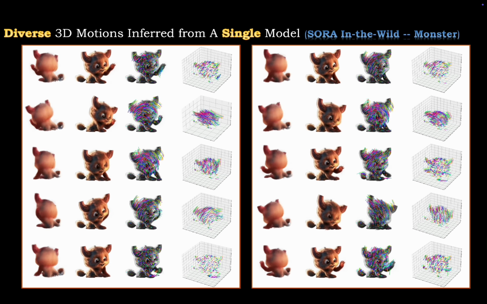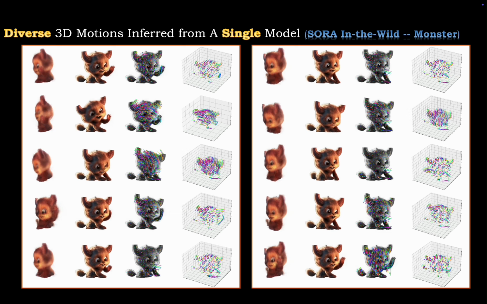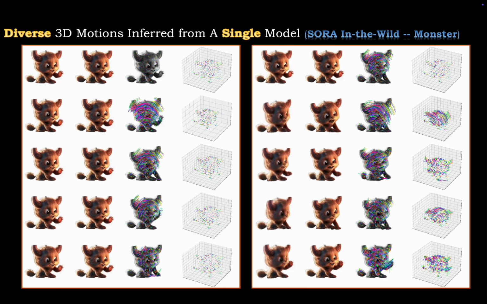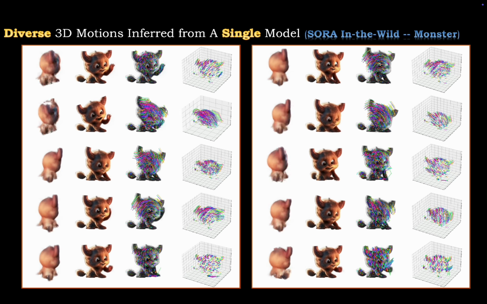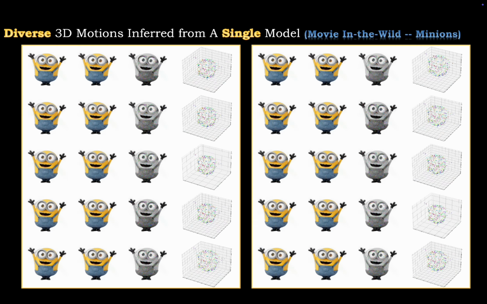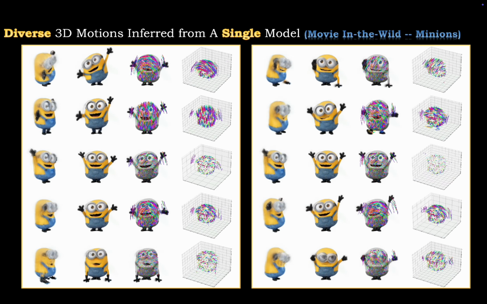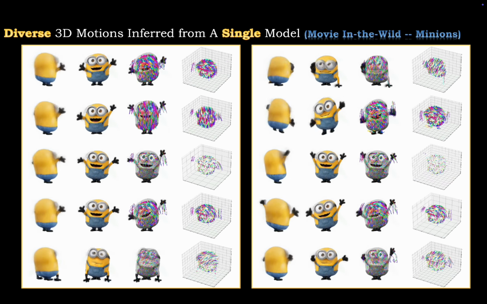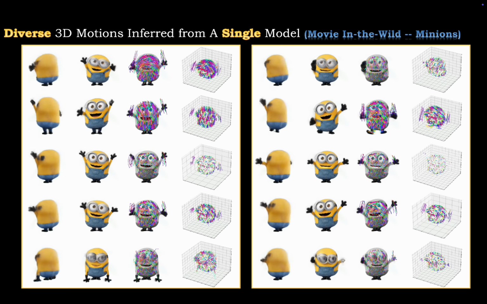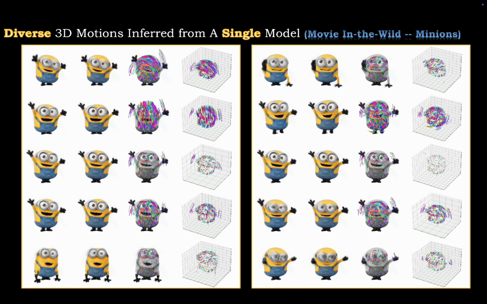Here is the Sora-generated monster. Notably, all motions are inferred from a single generative model anchored to specific motion latent codes. There are cute animated minions from movie clips. We also visualize the 2D and 3D keypoint trajectories for a better understanding of motions.